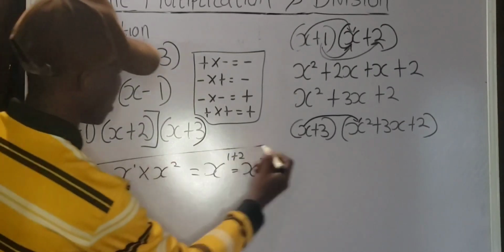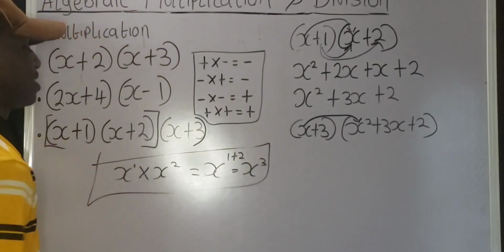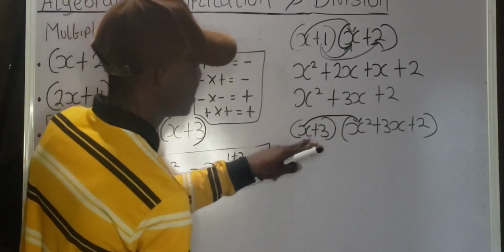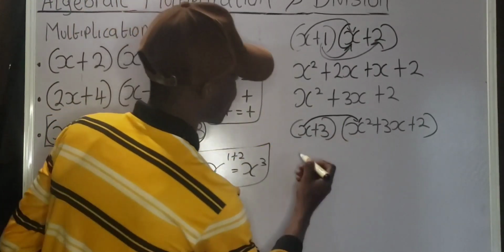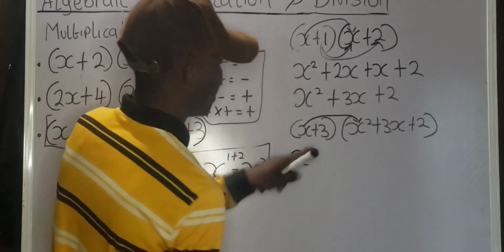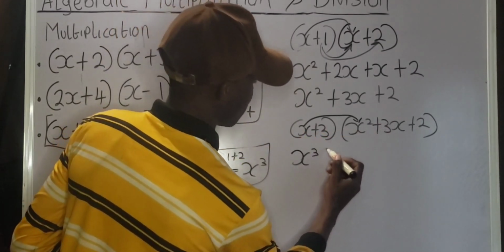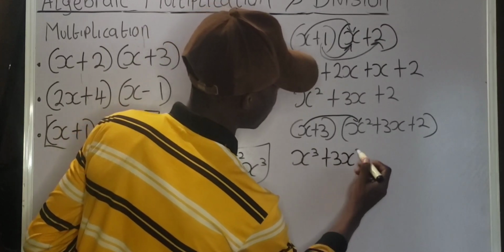So that is one of the basic laws of indices. That is the product law. Now let's proceed. This x multiplied by x squared, that is what? x raised to the power of 3. This x multiplied by 3x, that is what? Plus 3x raised to the power of 2.